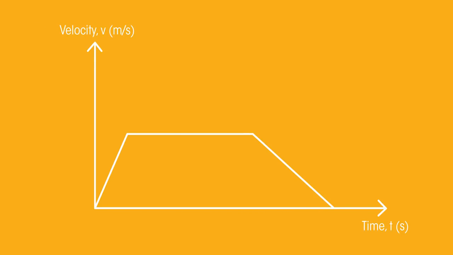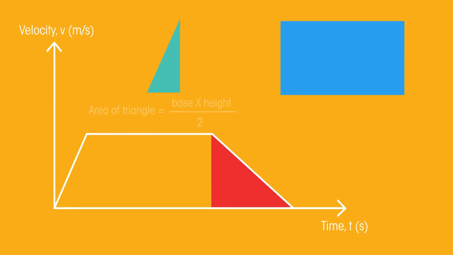The area won't always be quite so simple to calculate. Velocity time graphs more commonly look like this. We can calculate the area underneath the line by cleverly splitting the area into triangles and rectangles. Remember that the area of a triangle is the base multiplied by its height divided by 2.